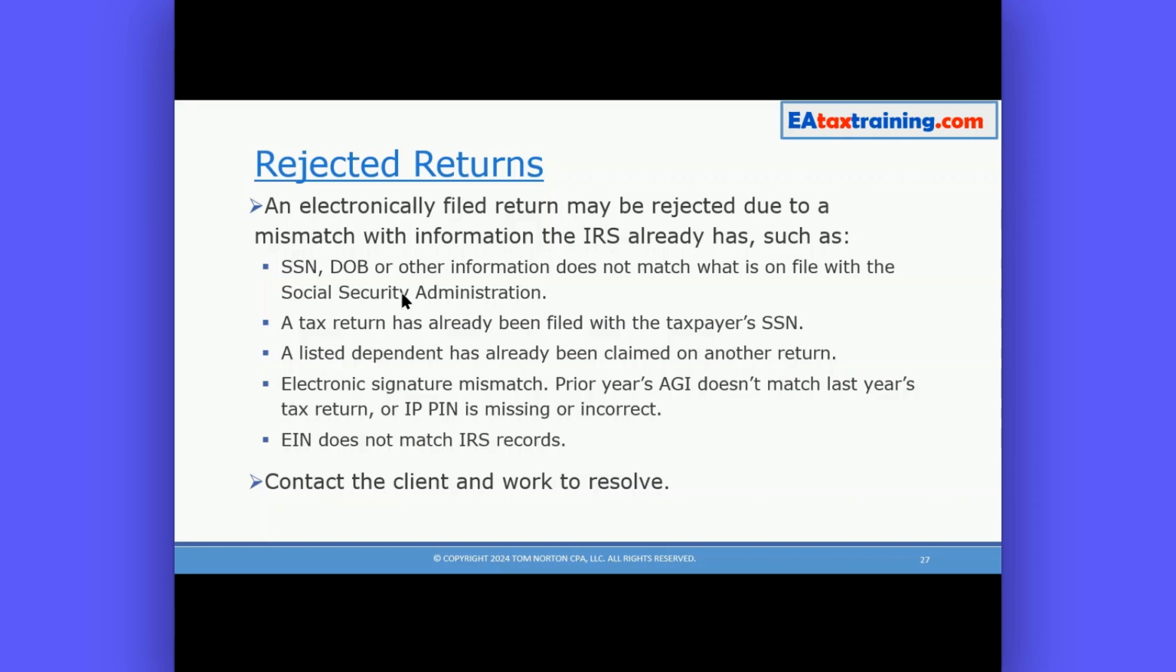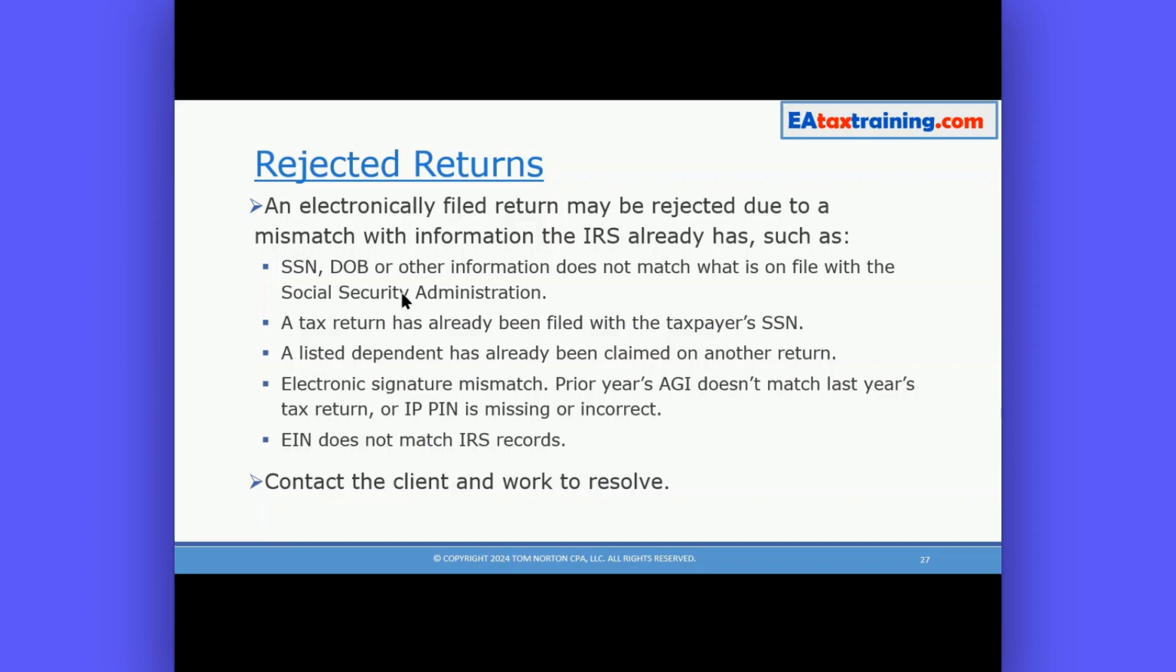But if somebody else has already submitted a return with that Social Security number, then you are going to get a rejection. They are not going to accept a second return. Similarly, if somebody has already taken a dependent, so if you claim a dependent on your tax return, you have to put their Social Security number on the return. Well, if somebody's already claimed that Social Security number, then you're going to get a rejection.